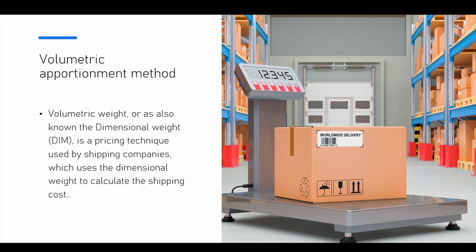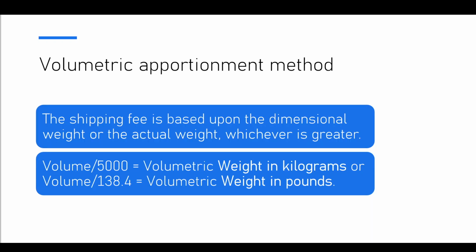The first apportionment method is the volumetric weight, also known as the dimensional weight or DIM. The volumetric weight is a pricing technique used by shipping companies, which uses the dimensional weight to calculate the shipping cost. This method is used when the space a shipment takes up on an aircraft, for example, may cost more than the actual weight of the shipment. So this method works by first calculating the actual weight of the shipment and then calculating the volumetric weight of that shipment. Then the shipping fee is based upon the dimensional weight or the actual weight, whichever is greater.